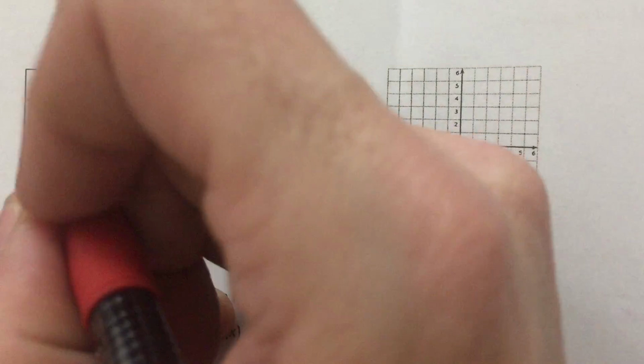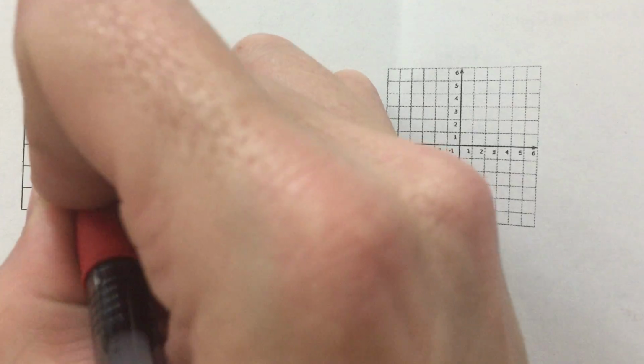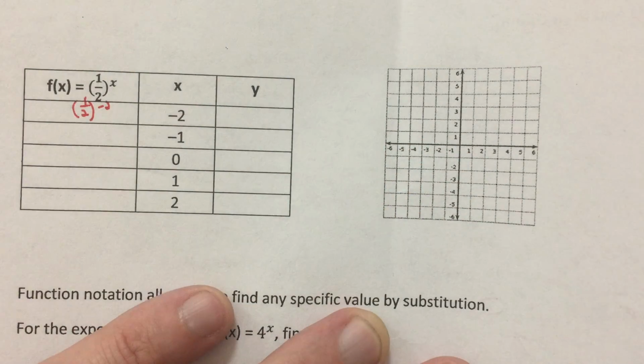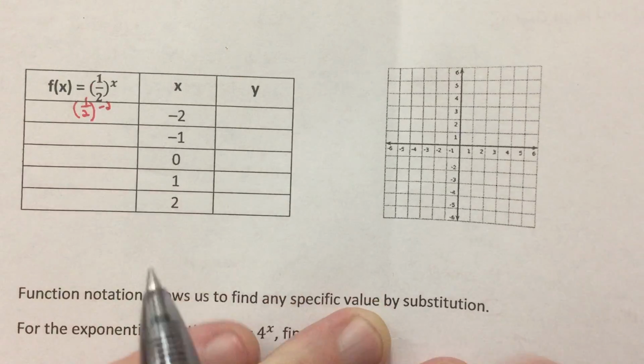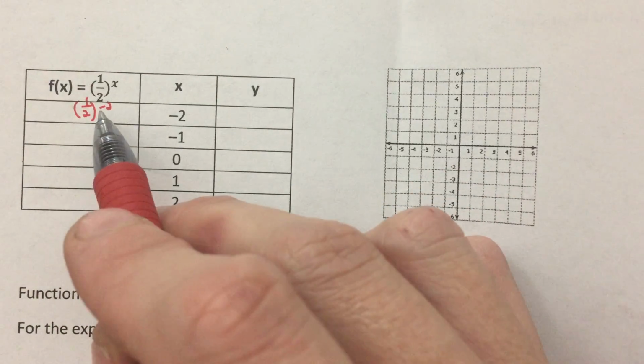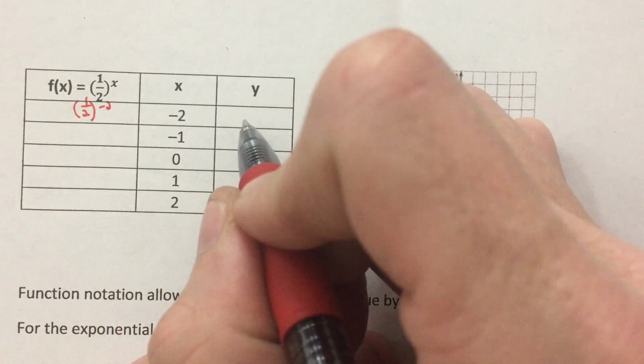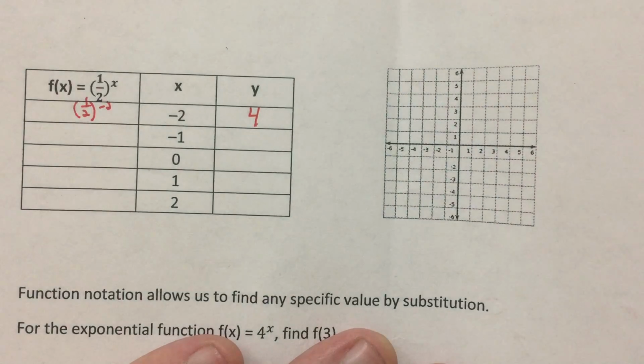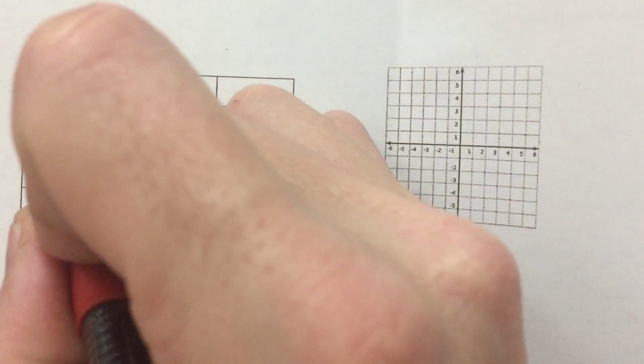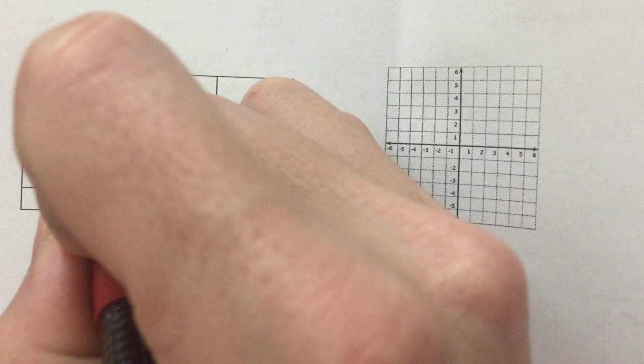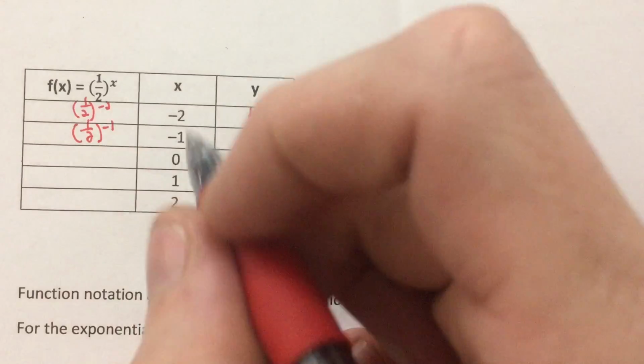I'm going to plug in -2 for x. What is 1/2 to the -2 power? Again, you would have to move this entire fraction to the bottom of a fraction to change this to positive. When you're done with all that, you'll actually find out this makes the number 4. Plug in -1, 1/2 to the -1 power, ends up being the number 2.